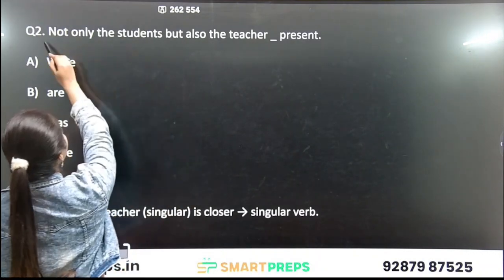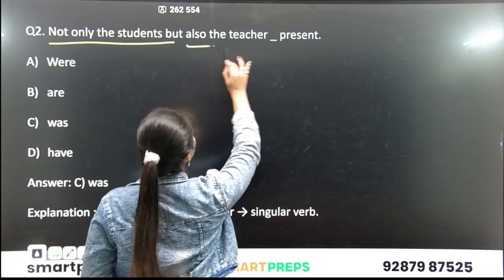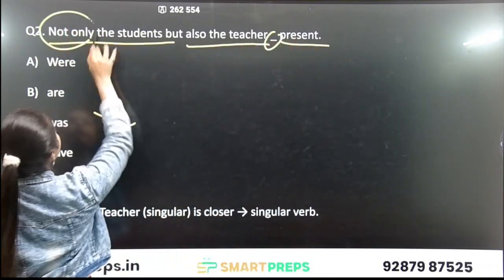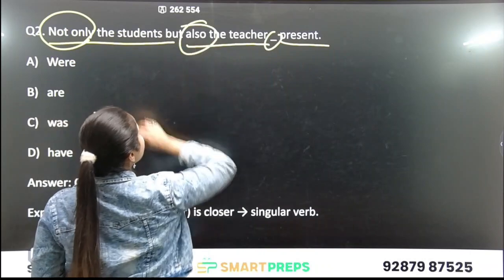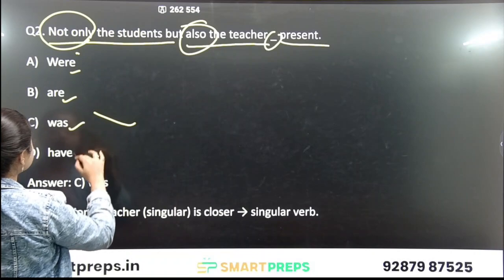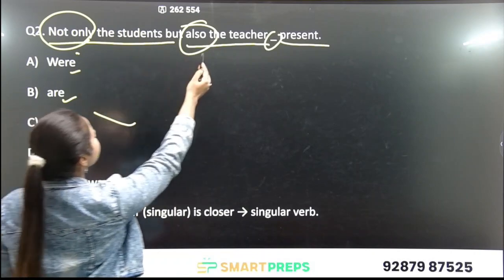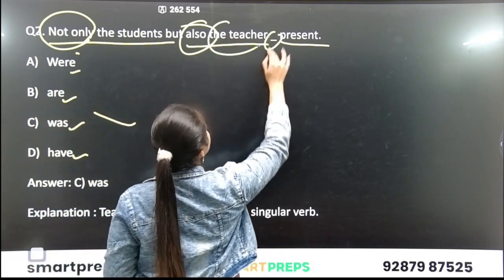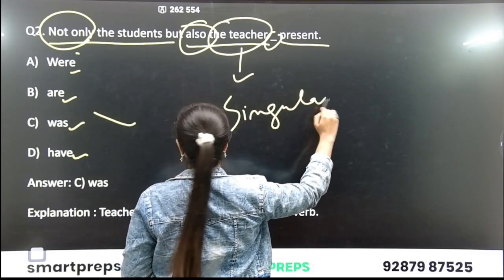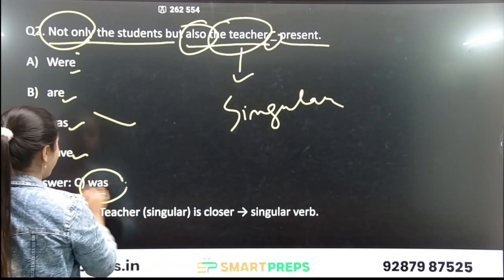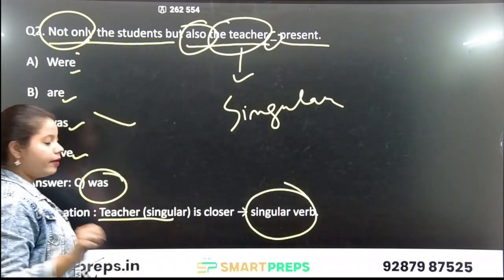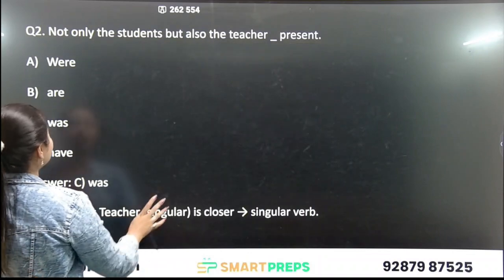Next is: not only the students but also the teacher dash present. The options are were, are, was, have. Not only the students but also the teacher. It means singular, so it is "was". Teacher, singular, closer to the singular verb will be the correct answer. Now let's move to the next.